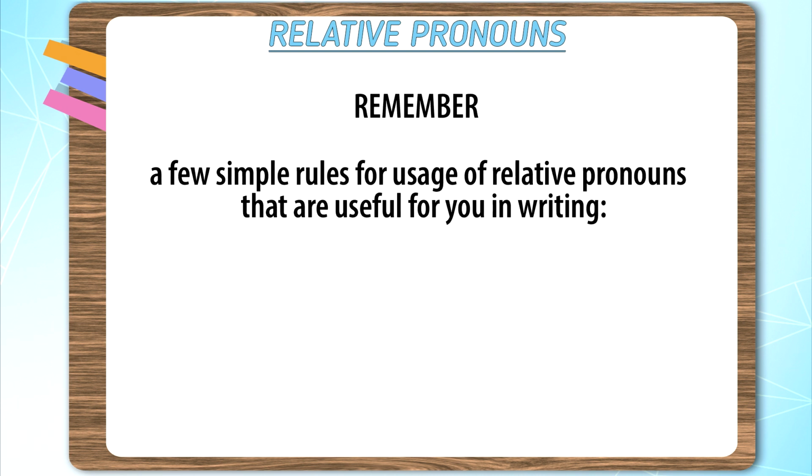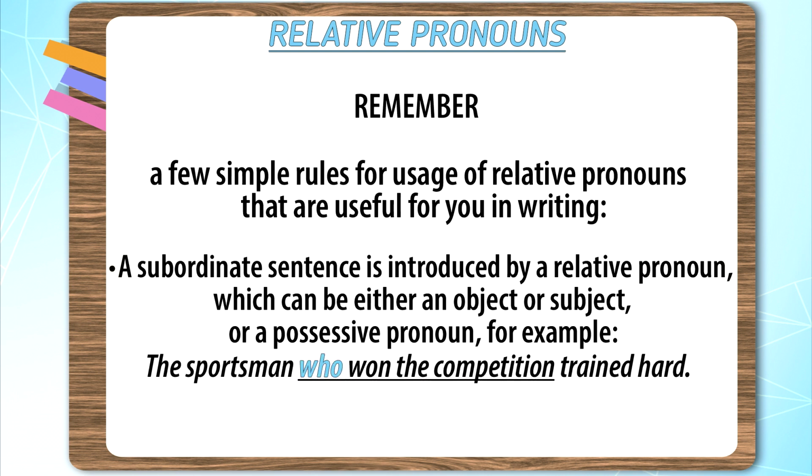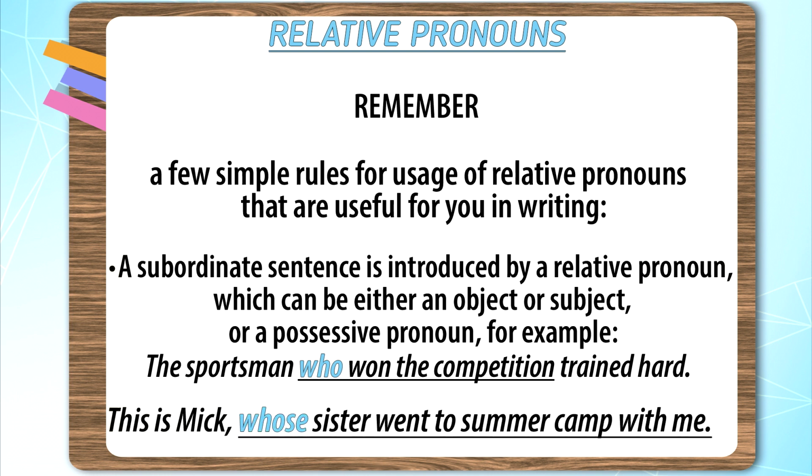Remember a few simple rules for usage of relative pronouns that are useful for you in writing. A subordinate sentence is introduced by a relative pronoun, which can be either an object or subject or a possessive pronoun. For example, the sportsman who won the competition trained hard. This is Mick, whose sister went to summer camp with me.